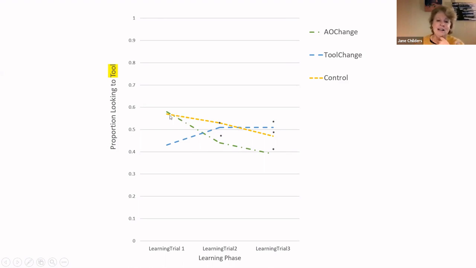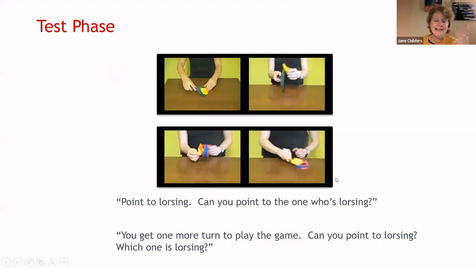And then control, they just get bored over trials and they look less at the tool because it's not changing, nothing's happening. Again, they might be looking at the tool though, trial to trial. That's what I wanted to see.